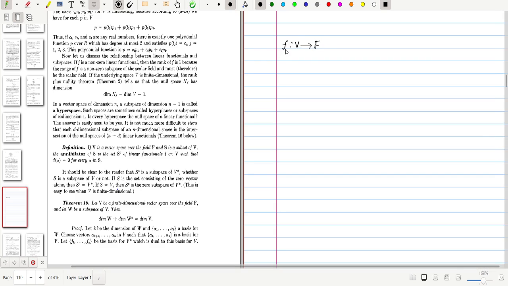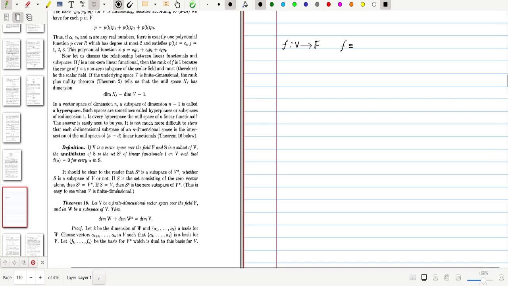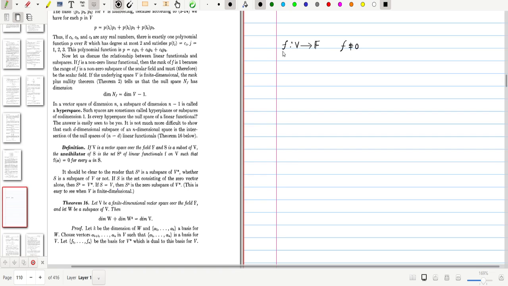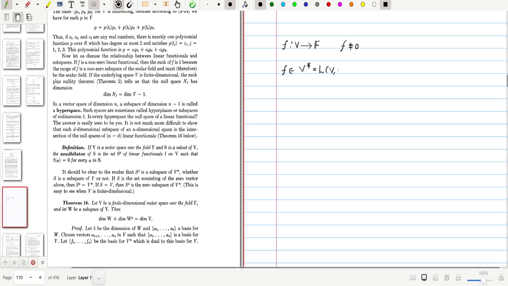Consider a linear functional f. Suppose f is not identically zero. That means f is a non-zero linear functional, so there exists at least one point whose image is not zero. This is one such linear functional. We write f is an element of V star, the dual space, or you can write it as an element of L(V, F).